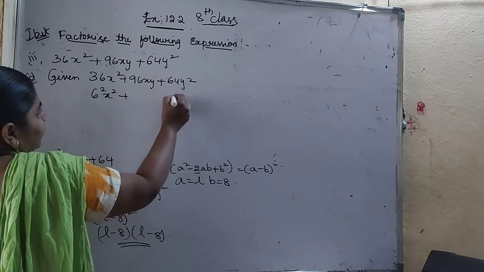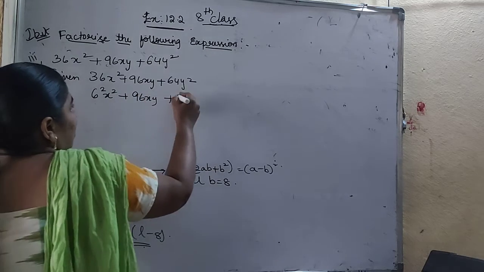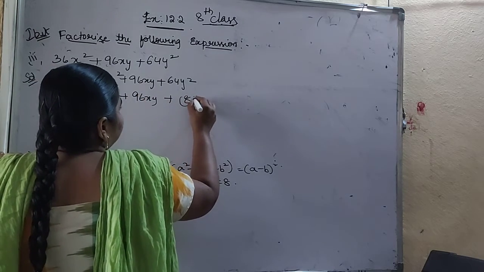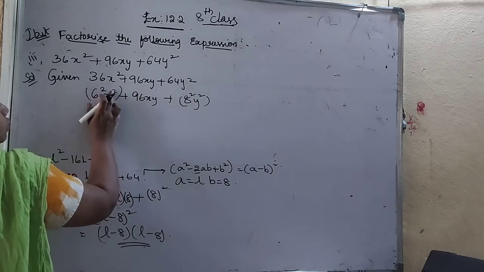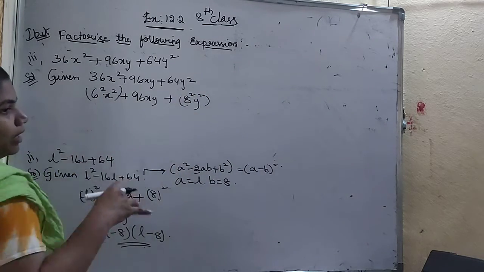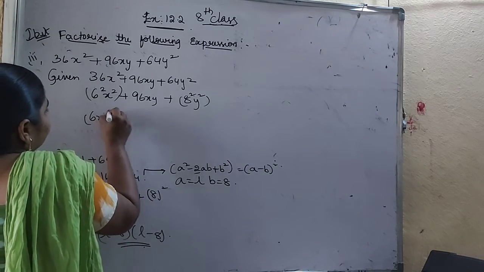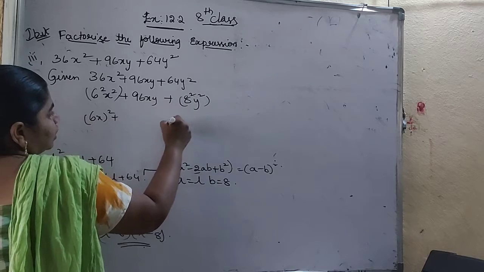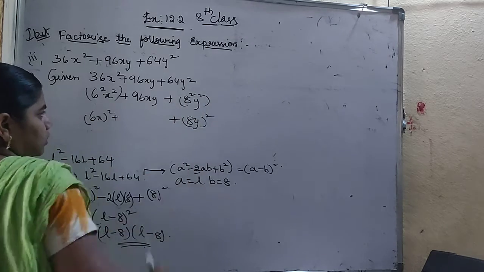This term I am not splitting. Here this value, we can write this as it is. Now 64 can be written as 8 square y square. For these two terms we have the square, so I am taking it as a whole square. It is 6x whole square. Now I am not writing this term, I have to split that. So this one is 8y whole square.